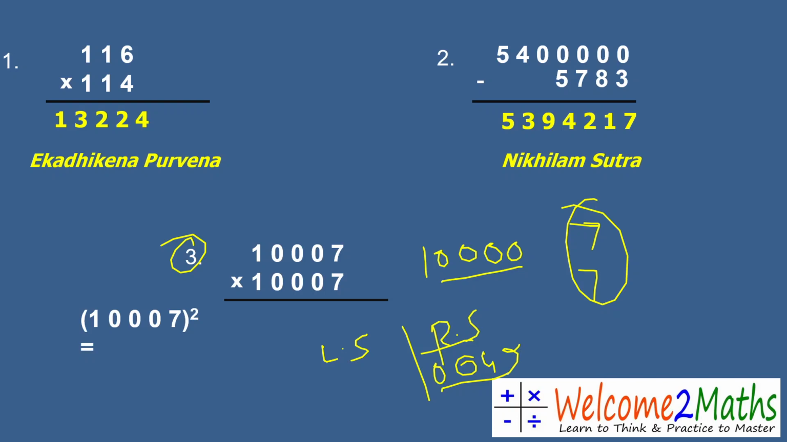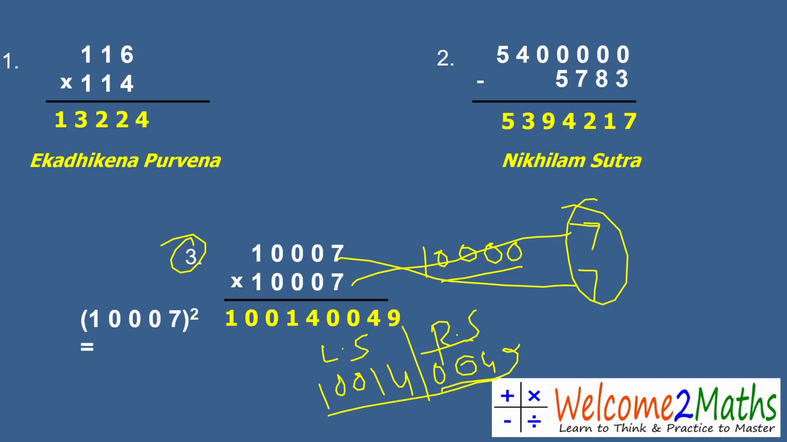And for the left hand side, what we have to do? We will add these two, or you may add these two. Okay. But we have to write the cross answer. So 10,007 plus 7. That means 10,014. And let's combine these two. It is our answer. Such a big answer. Okay.